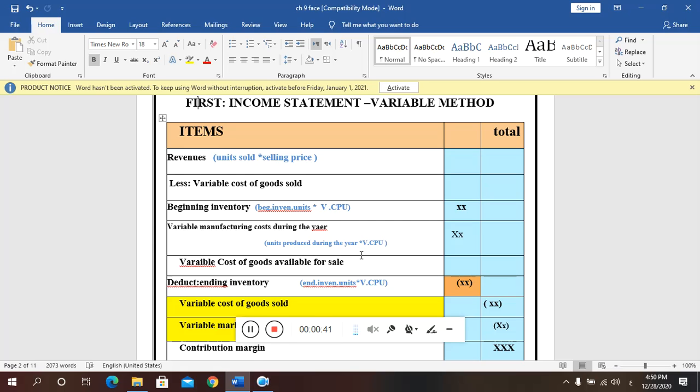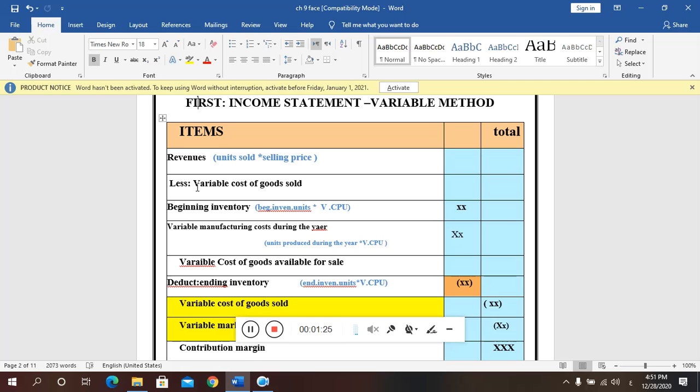Less, under the variable costing method, I'll calculate only the variable manufacturing costs. So we will deduct the variable cost of goods sold only. And we said in chapter 2, in the cost of goods sold statement, how to calculate the cost of goods sold: beginning inventory plus manufacturing costs during the year gives me cost of goods available for sale, deducting ending inventory gives me the cost of goods sold.